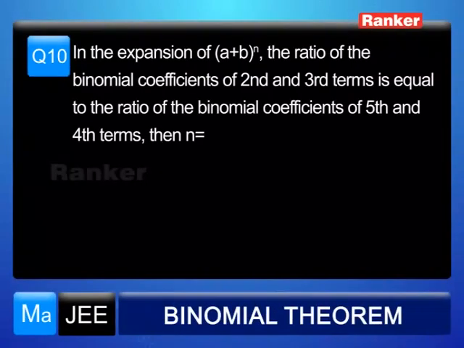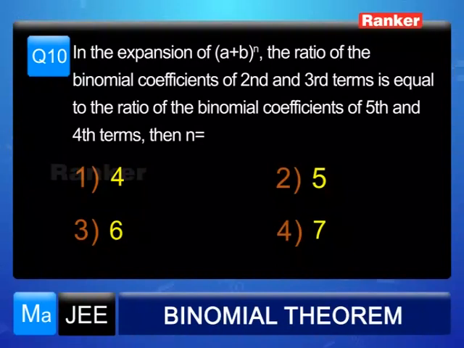Let's move on to the next problem. In the expansion of (a + b)^n, the ratio of the binomial coefficients of the second and third terms is equal to the ratio of the binomial coefficients of the fifth and fourth terms. Then what should be the value of n? The options are 4, 5, 6 or 7.